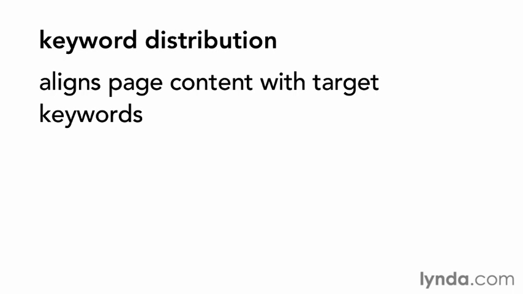Keyword distribution is the process of assigning keywords to specific pages on your website. This is an important step in the content creation process and results in the content on a page being aligned and relevant to the keyword that you're targeting on that page. You can't have an optimized page unless you know what keyword you're optimizing it for.